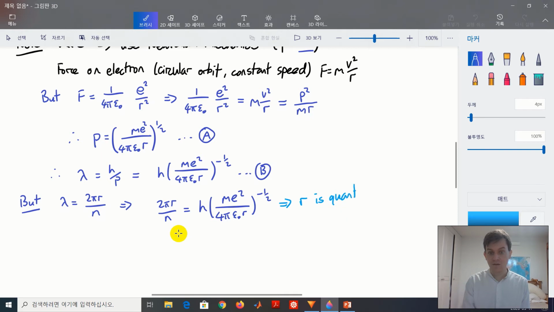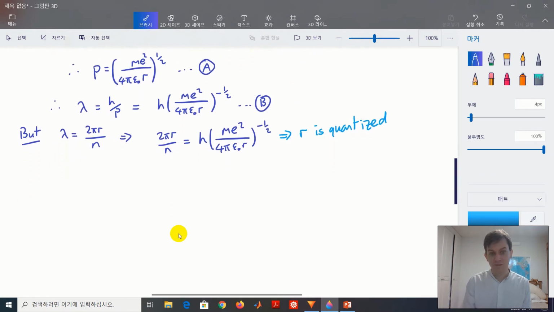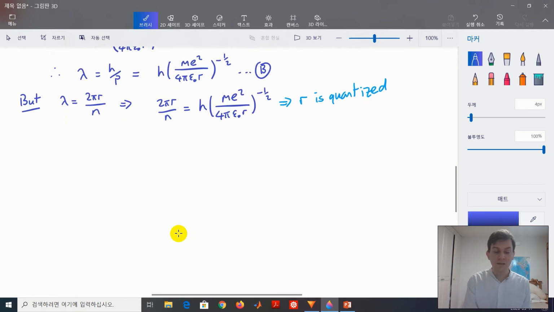It can only take on certain values given by this integer n. Okay, so we can easily work out what the formula for r is.